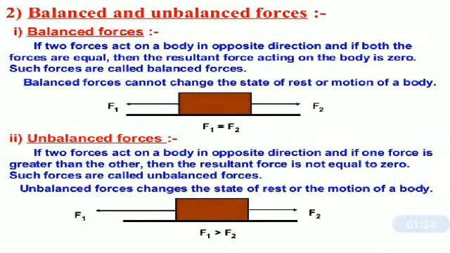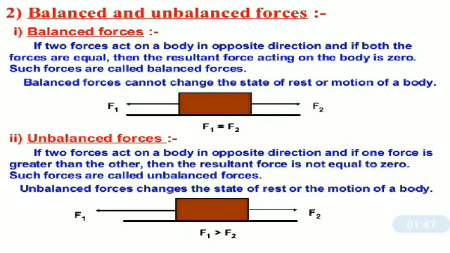Now, to conclude, balanced and unbalanced forces. First, balanced force. If two forces act on a body in opposite direction, and if both the forces are equal, then the resultant force acting on the body is zero. Such forces are called balanced forces. Balanced forces cannot change the state of rest or motion of a body. So here you can see F1 is equal to F2.